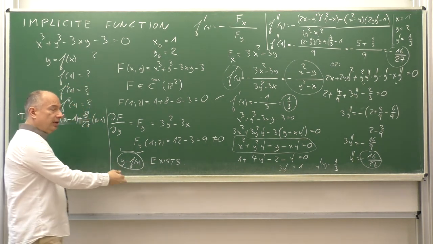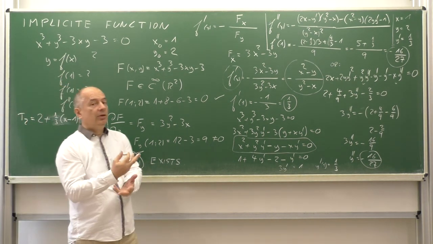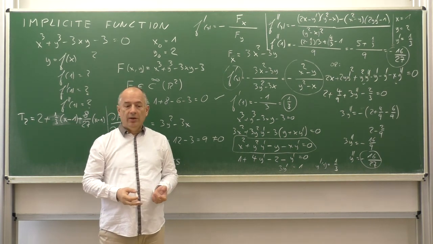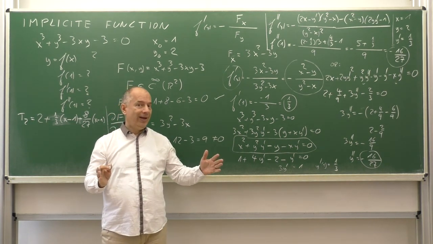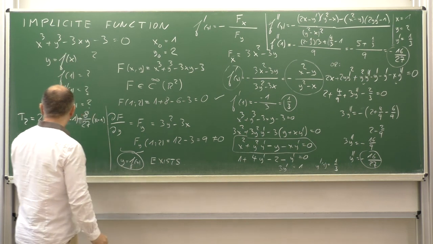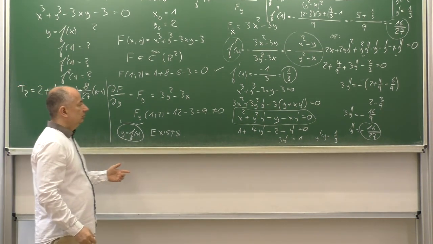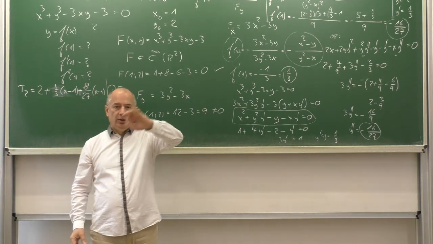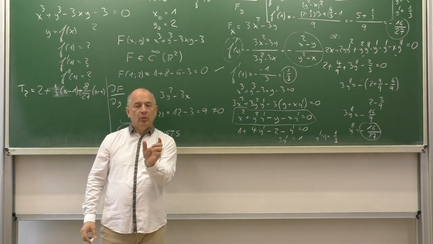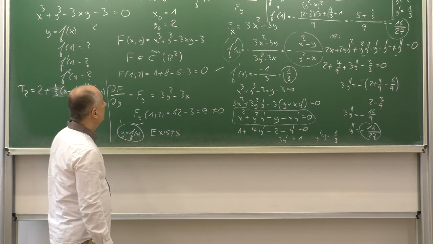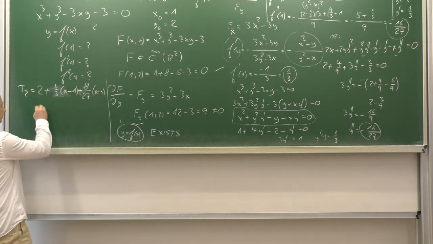And in this way we could evaluate the derivative of any order. So we can write the Taylor polynomial of any order. Can we sketch the graph of f? Unfortunately, not the complete graph, but only a small piece in some neighborhood of the point 1, 2.